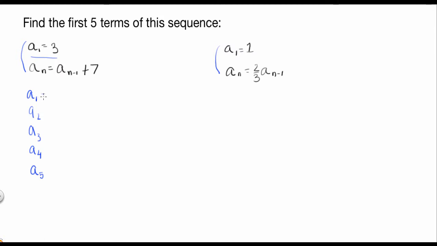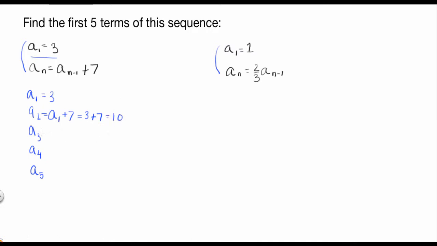Okay, term 1 is given. It's 3. Term 2 is just right here. Okay, and that's everything after. So term 2 equals n minus 1. So that means a of 2 minus 1 is a1, plus 7. And that just turns out to be 3 plus 7. And that just means 10.